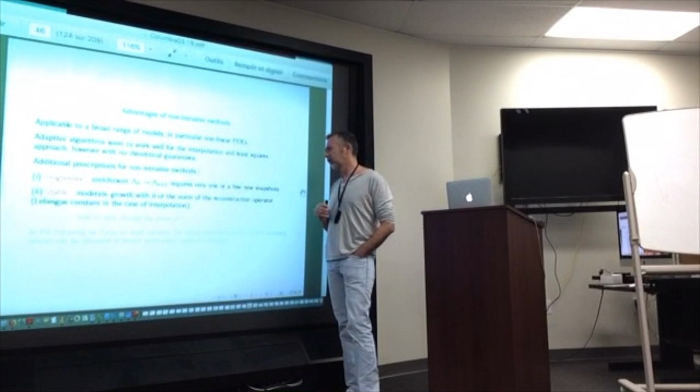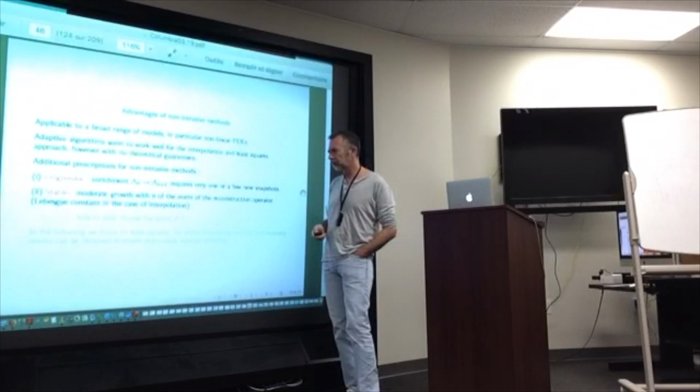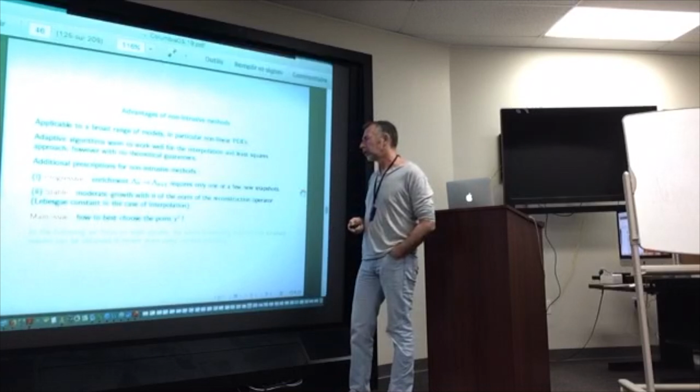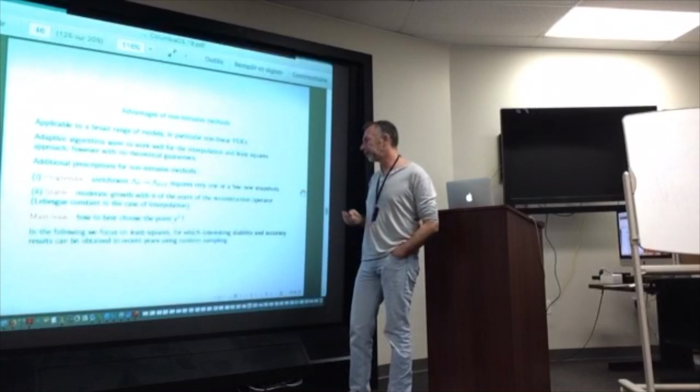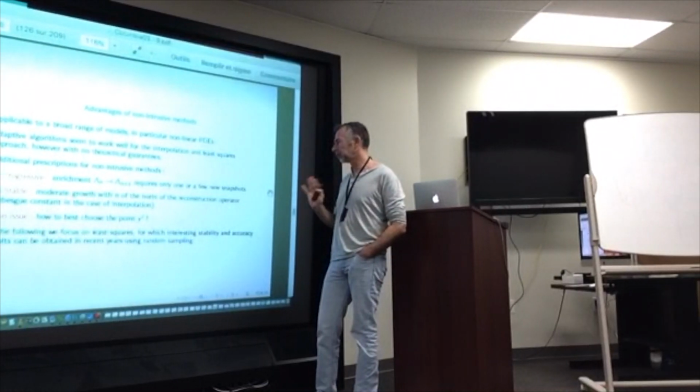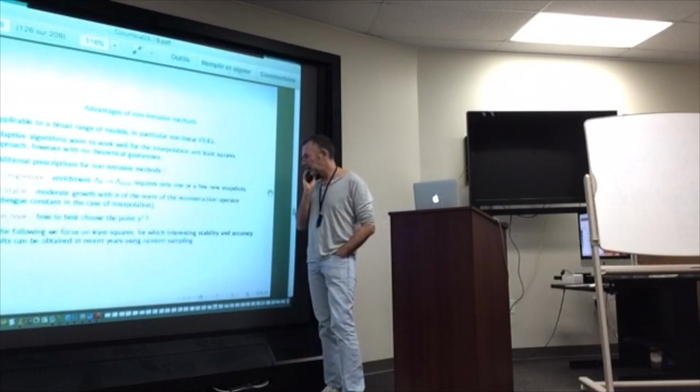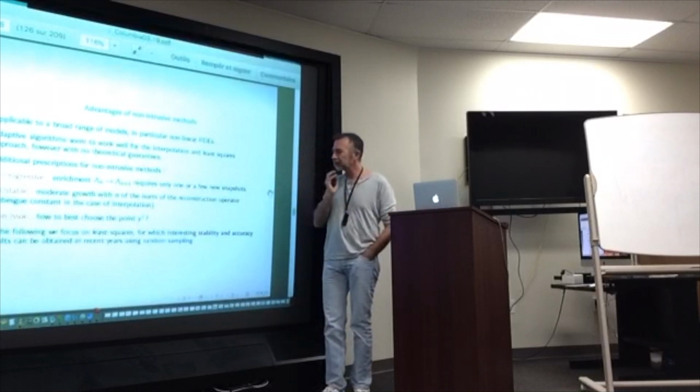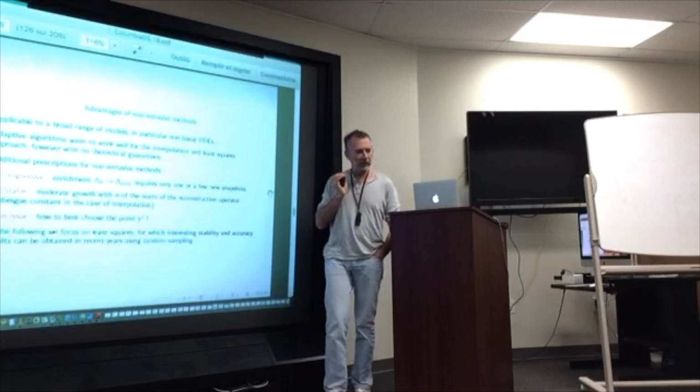In the case of the interpolation, we know that stability is related to what's called the Lebesgue constant, so we would like to have a good control on that. And the main issue is going to be how to best choose these points. So I will focus on least square, because this is in a way the method where I have invested some activity, because I think there are interesting stability and optimality results using some random sampling.